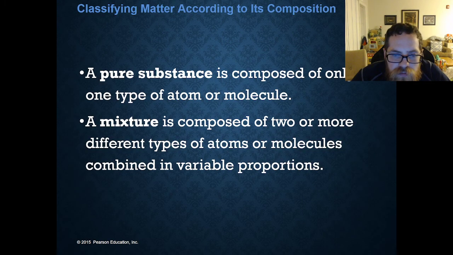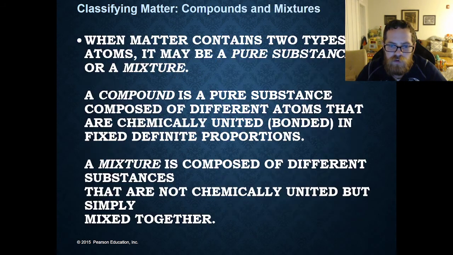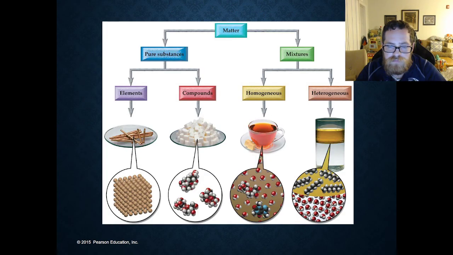All right, so let's talk about pure substances. Or actually, I want to go to a chart first. We're going to talk about matter, which can be broken up into two subcategories, a pure substance or a mixture. There are two kinds of pure substances, elements and compounds, and there are two types of mixtures, homogeneous and heterogeneous. So we're going to go through each of these.